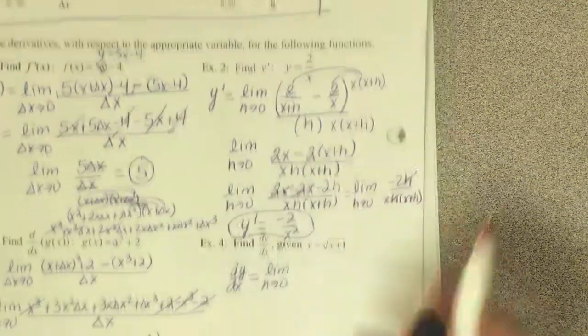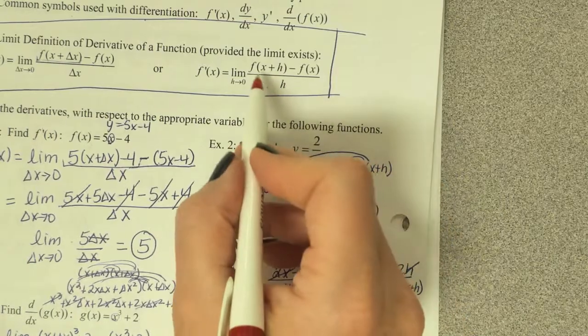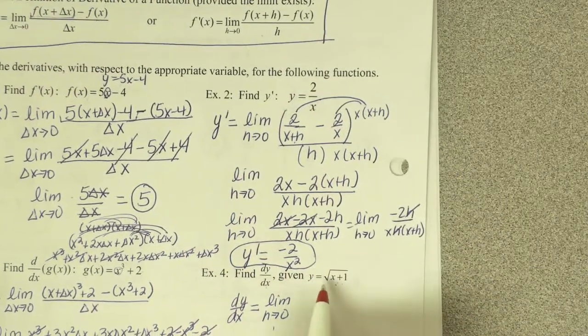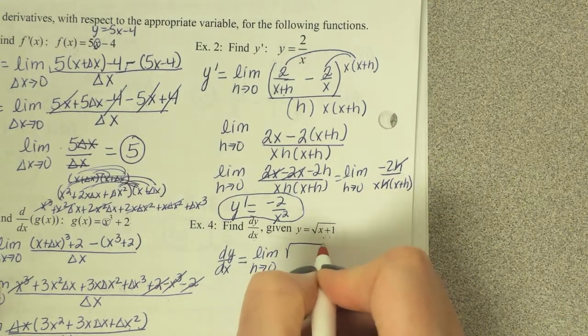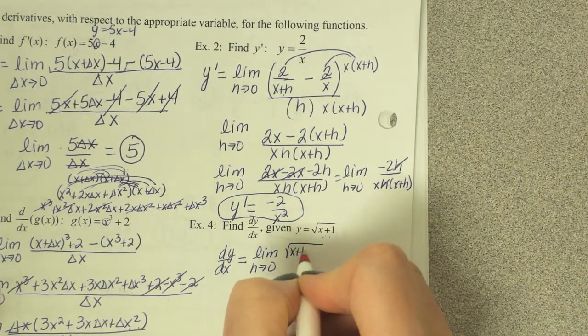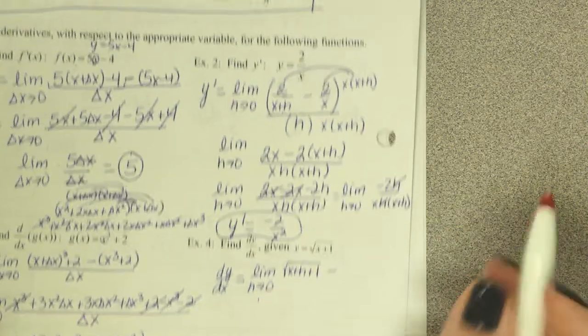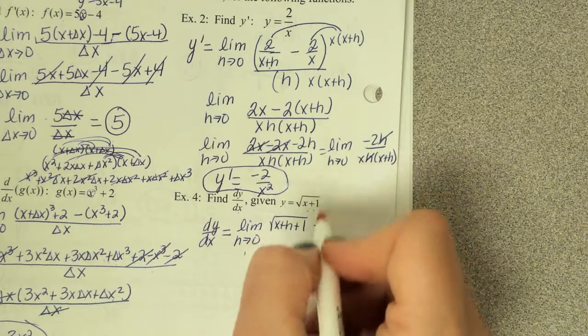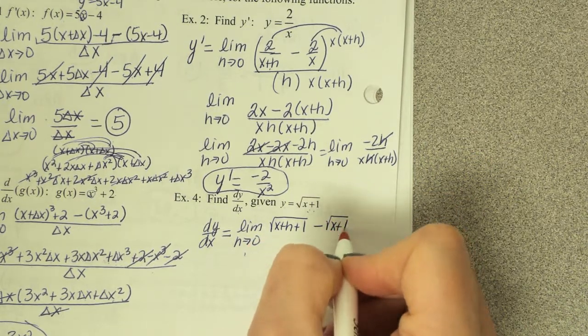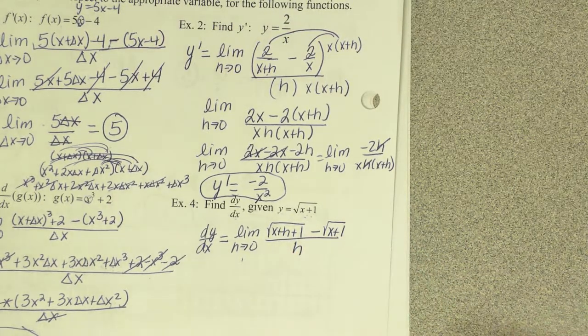I have the limit as h approaches 0. I've got that part. I go to this part. Wherever I have an x, I'm going to replace it with x plus h. So I've got radical x plus h plus 1, minus f of x. F of x is just y. So that's radical x plus 1 all over h. There's our formula.